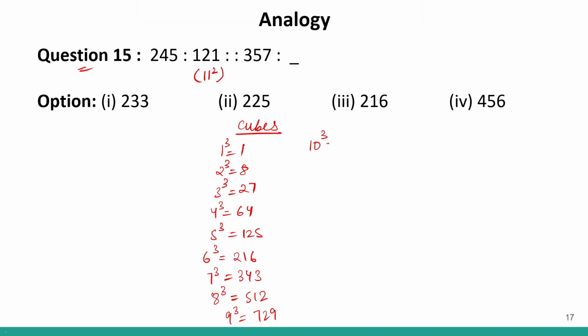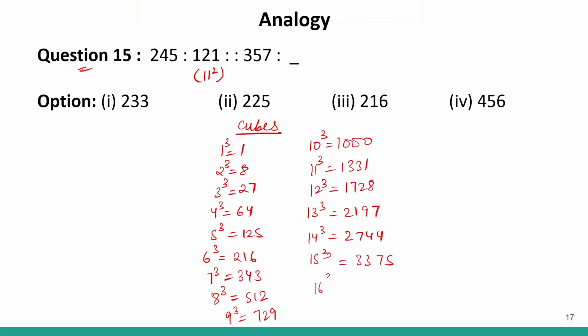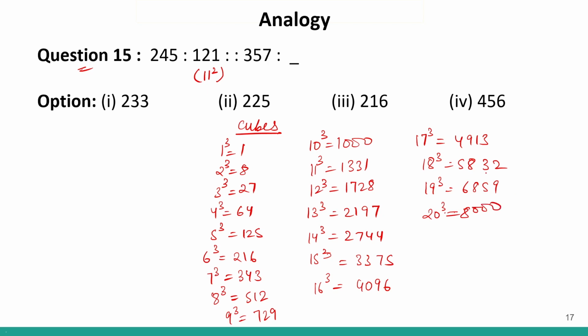Then we have 10 cube, which is 1000. 11 cube is 1331. 12 cube is 1728. 13 cube is 2197. 14 cube is 2744. 15 cube is 3375. 16 cube is 4096. Then we have 17 cube, which is 4913. 18 cube, which is 5832. 19 cube, which is 6859. And then we have 20 cube, which is 8000. So these are your cubes.